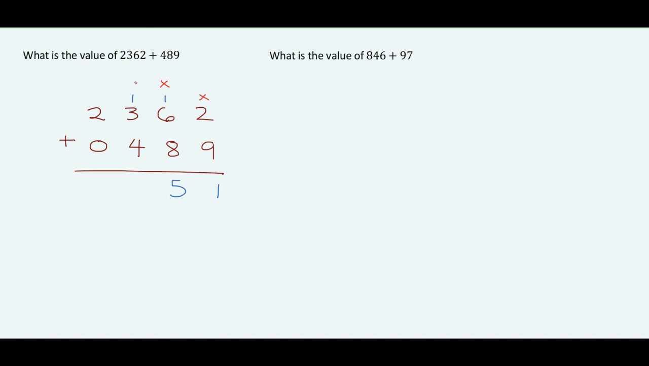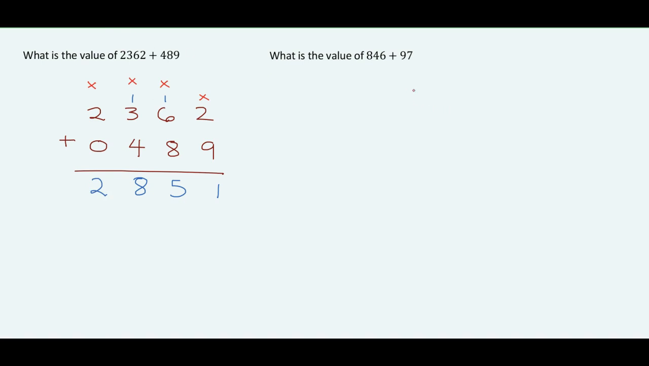Now we go over to the hundreds position. 1 plus 3, 4 plus 4, we have 8. And then now we go over to the thousands position. 2 plus 0, we have a 2.